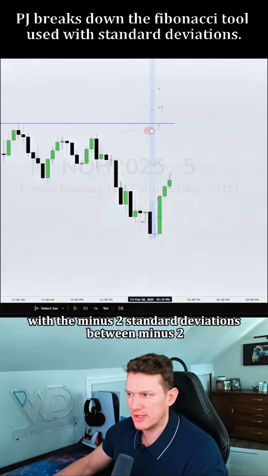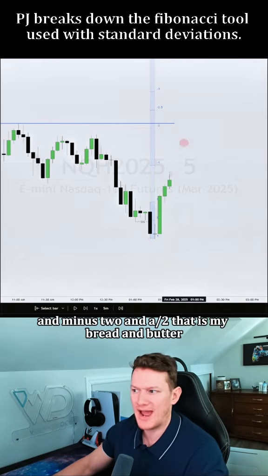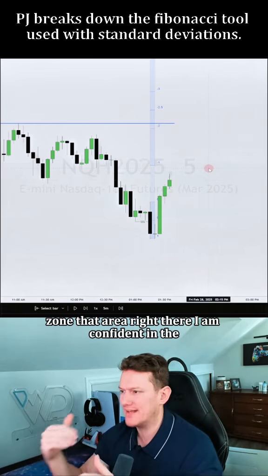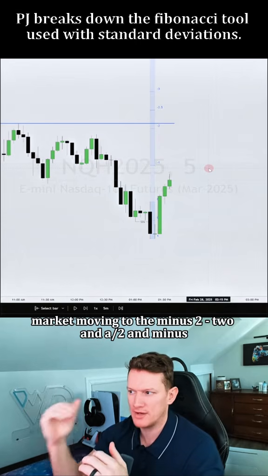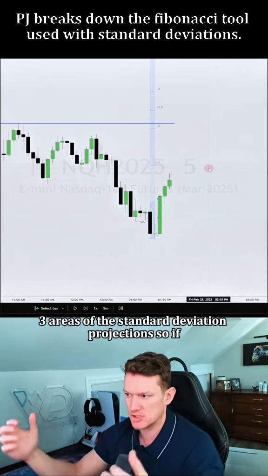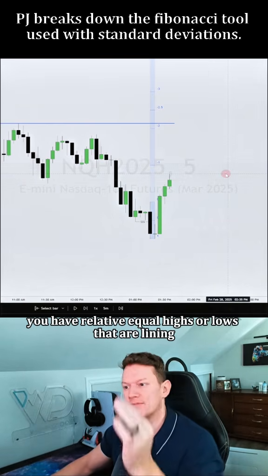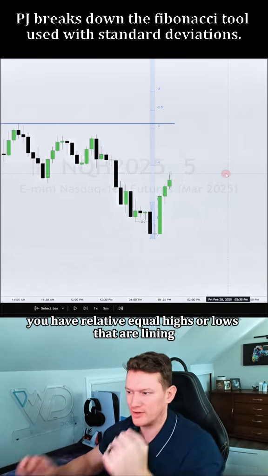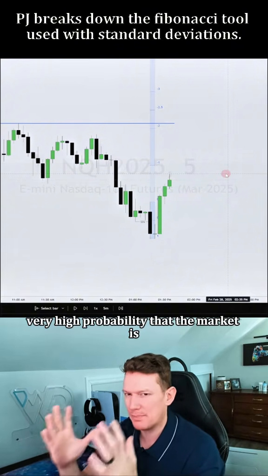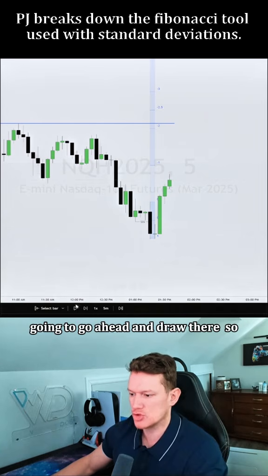with the -2 standard deviation. It's between -2 and -2.5. That is my bread and butter zone. That area right there, I am confident in the market moving to the -2, -2.5, and -3 areas of the standard deviation projections. So if you have relative equal highs or lows that are lining up with that standard deviation area, very high probability that the market is going to go ahead and draw there.